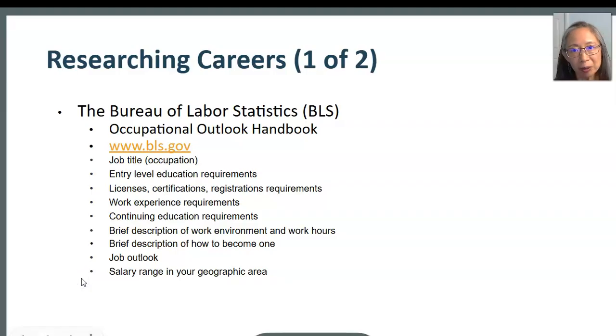Money is not the most important thing, but it is important. So they also provide salary, not just the overall average in the United States. They also report the range in your specific geographic area.